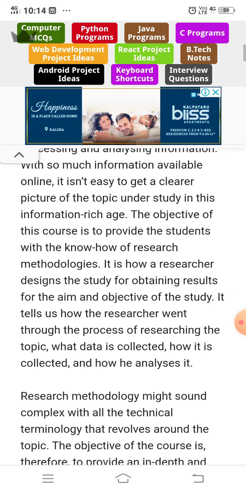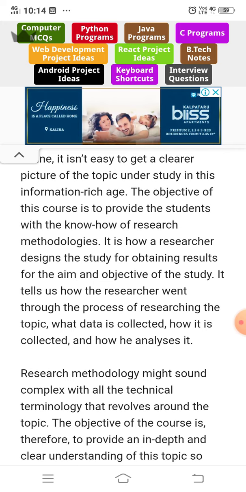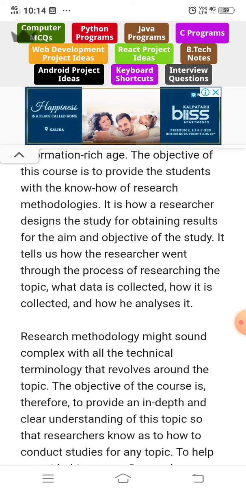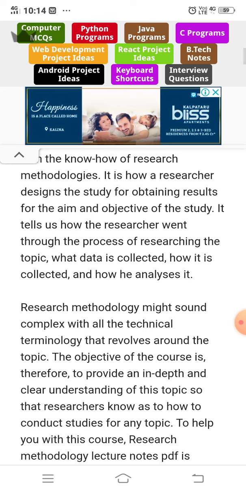methodology. It is how a researcher designs the study for obtaining results for the aim and objective of the study. It tells us how the researcher went through the process of researching the topic, what data is collected, how it is collected and how it is analyzed.